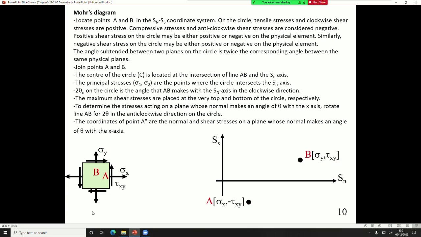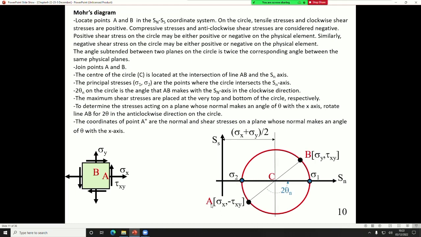So I join these two points to find the center of the circle. Now using a compass, I draw the circle. Once I draw it, you can easily identify the minimum and maximum principal stresses. I can identify the orientation of the principal plane with respect to the x-axis. The x-axis is my physical axis, the one I'm working on, and the x-axis on the Mohr diagram is located here.